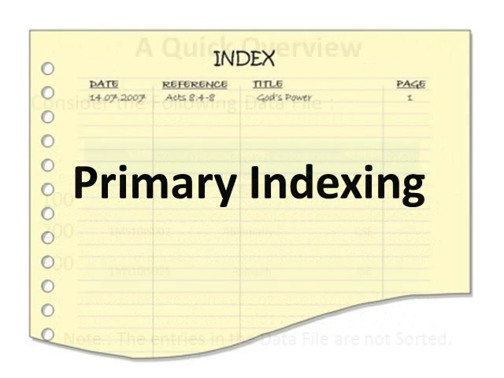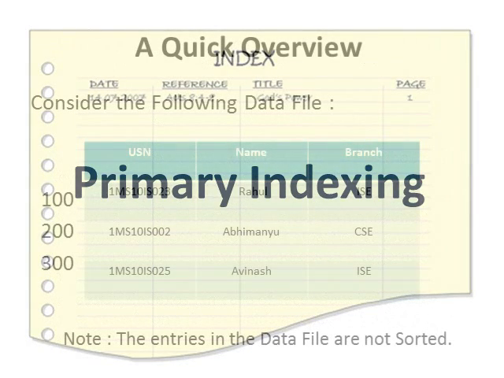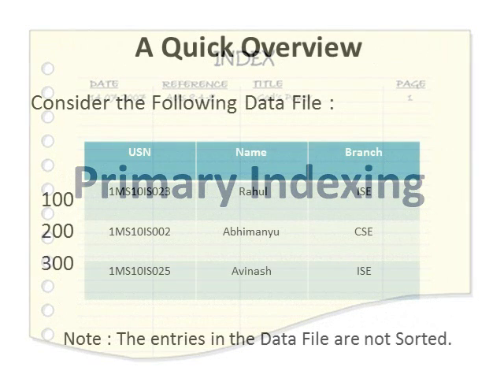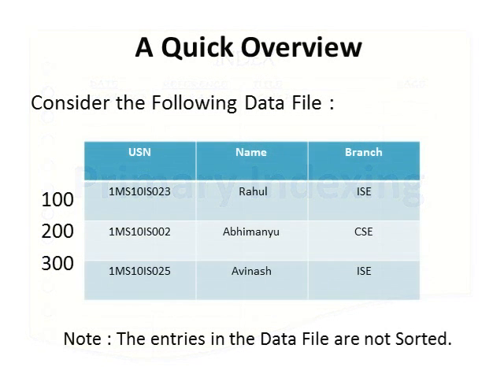Now the other type is the secondary indexes. In case of secondary indexes, we make use of a non-primary field as the key for building the index list. It provides multiple entry points into the file. Now the primary indexing we'll study in a bit more detail.